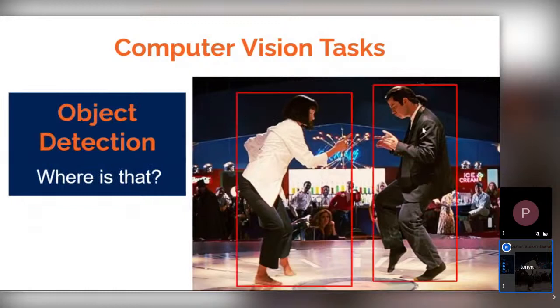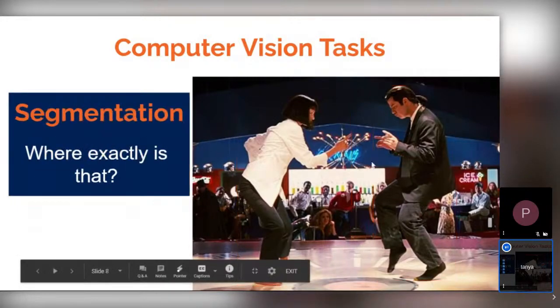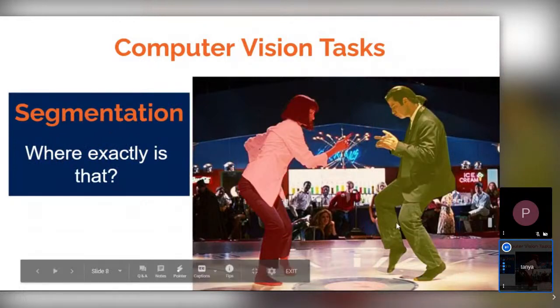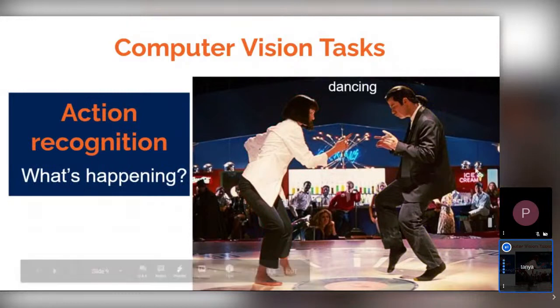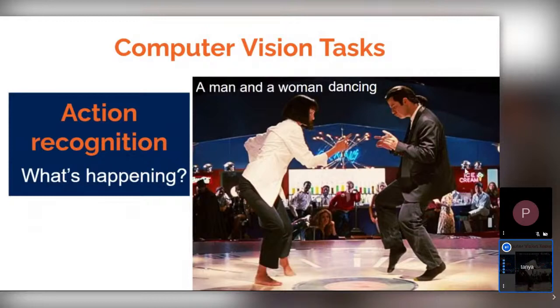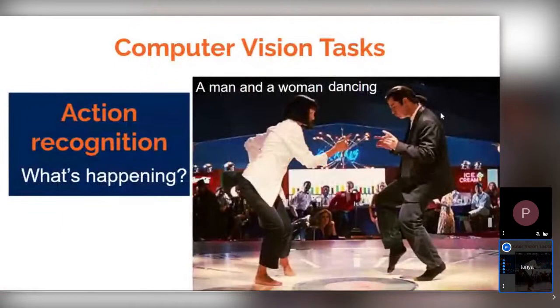Object detection, you locate the objects where they are. Then segmentation, where exactly is that? You get the masks of the objects. Action recognition, what are they doing? As well as pose estimation. And finally, you have scene understanding, what is happening on the image, and it's a man and a woman dancing.